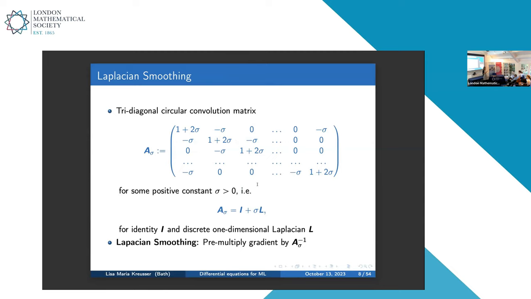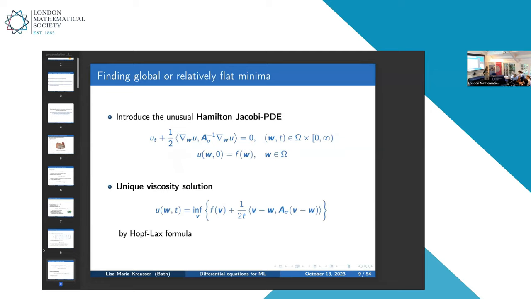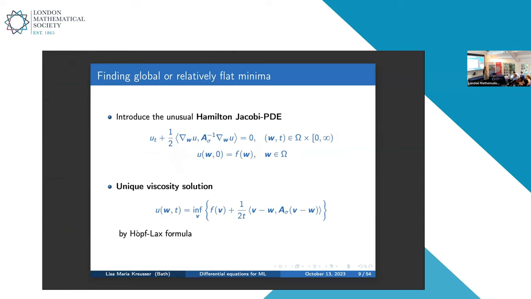One example of these types of smoothing which one could consider is Laplacian smoothing, where the idea is that we have a matrix A sigma, which is given by the identity plus sigma times the one-dimensional Laplacian L. And we want to pre-multiply our gradient in gradient descent by the inverse of that matrix. And this motivates introducing a rather unusual form of the Hamilton-Jacobi equation, where indeed we have A sigma inverse as a smoothing matrix of our gradient. And it turns out that this rather unusual Hamilton-Jacobi equation actually has a unique viscosity solution, which we can write down here directly.